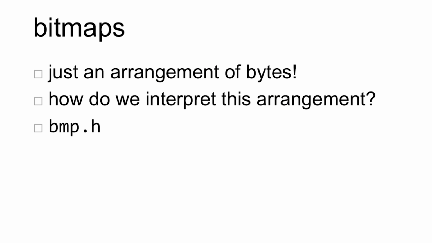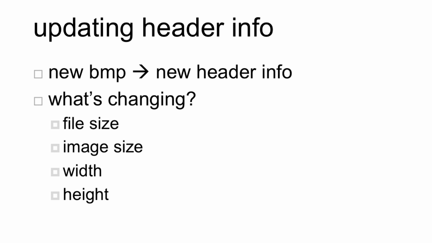So let's talk about bitmaps for a sec. Bitmaps are simply an arrangement of bytes, just like any other file you'll encounter. It's just a matter of how we interpret this arrangement of bytes. So take a peek inside bmp.h for more information. With a resized bitmap, we'll have an updated header. So what's changing in the header? Well, our file size is changing, our image size, and of course, the width and height of our file.